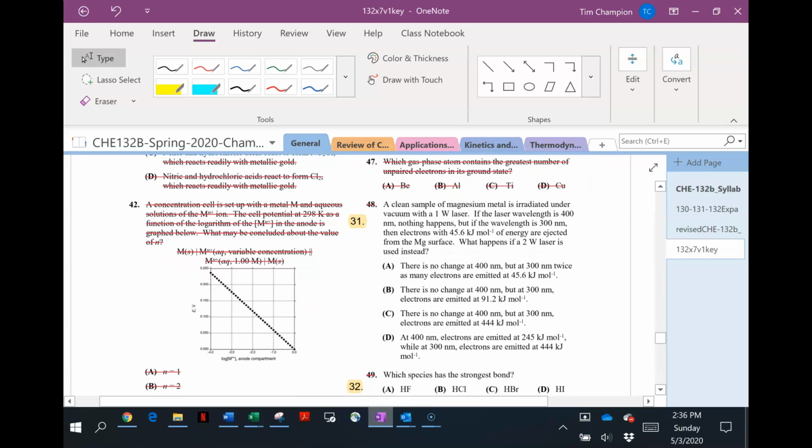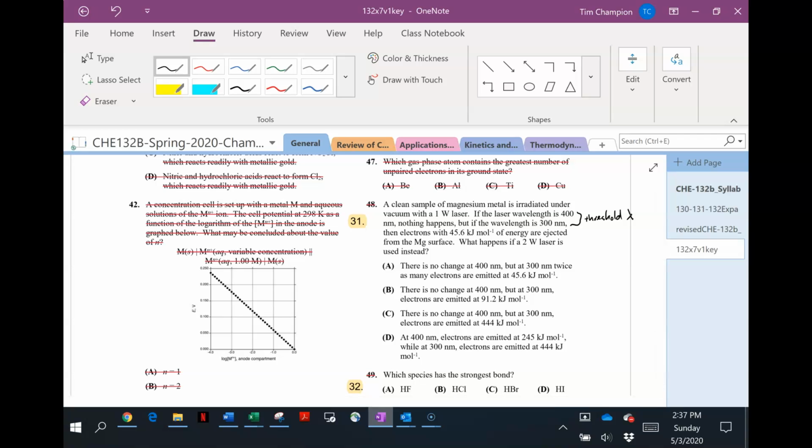Okay, looking at 31, this is about the photoelectric effect. We're irradiating magnesium metal with a laser. The wavelength is 400 nanometers, nothing happens. If you go below 400 nanometers down to 300 nanometers, you start seeing electrons being ejected from the surface. So somewhere between 400 and 300 is the threshold wavelength or frequency below which you begin to see the photoelectric effect.